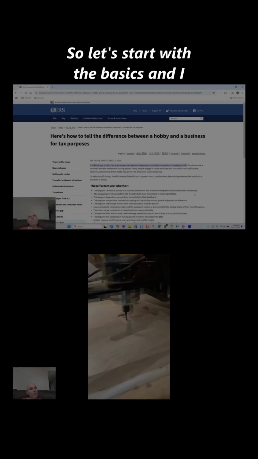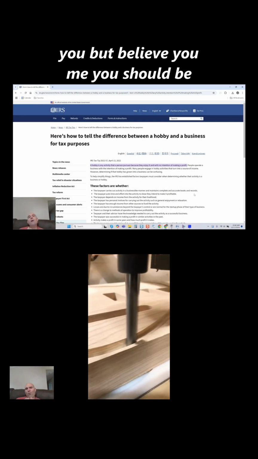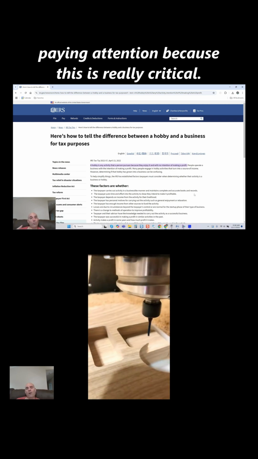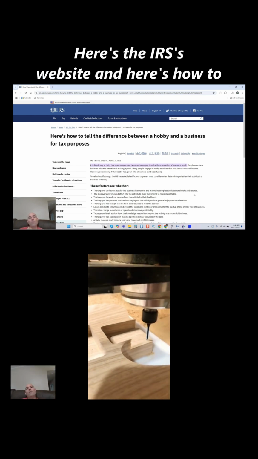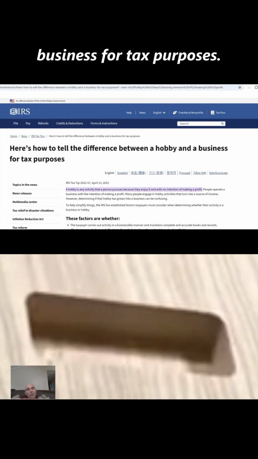So let's start with the basics. And I know this may seem elementary to many of you, but believe you me, you should be paying attention because this is really critical. Here's the IRS's website, and here's how to tell the difference between a hobby and a business for tax purposes.